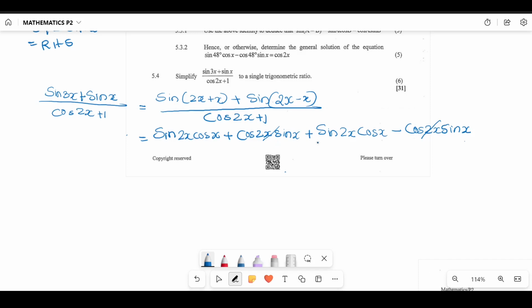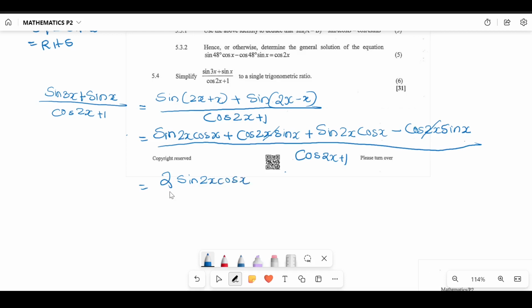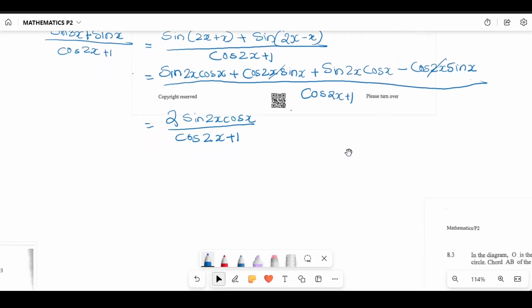There is still a denominator, cos 2x plus 1, which is equal to, so this is now 2 times, because they are like terms, 2 times sine 2x cos x divided by cos 2x plus 1, which we can simplify further. We can apply the formula now.